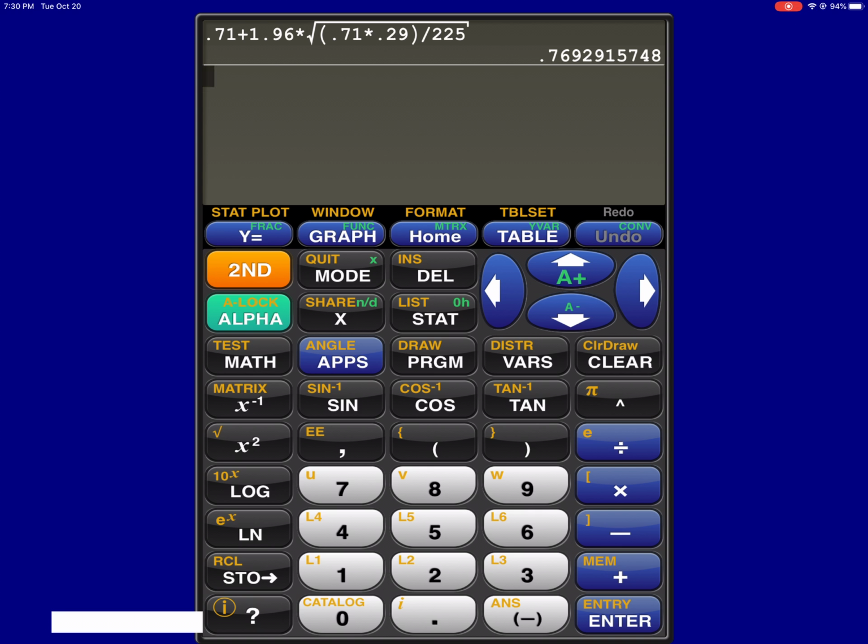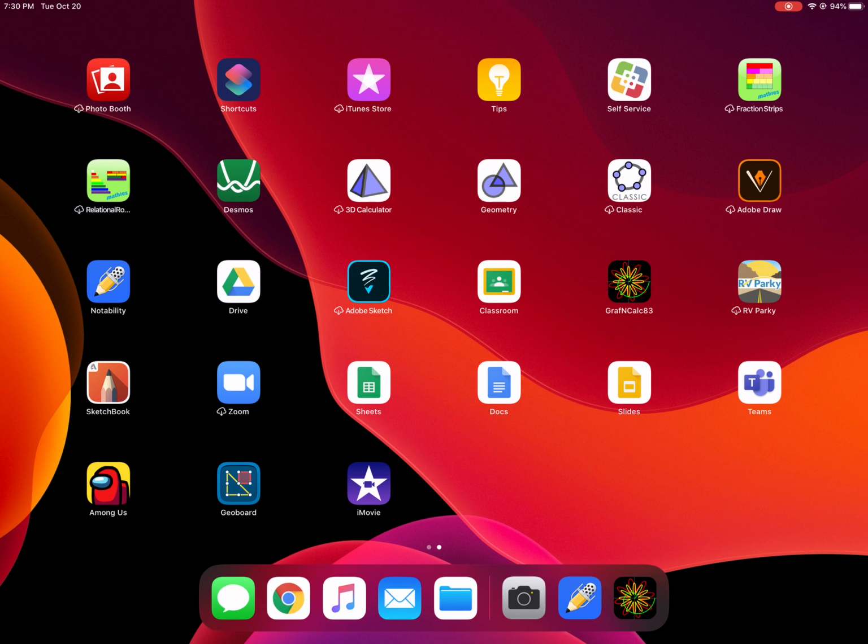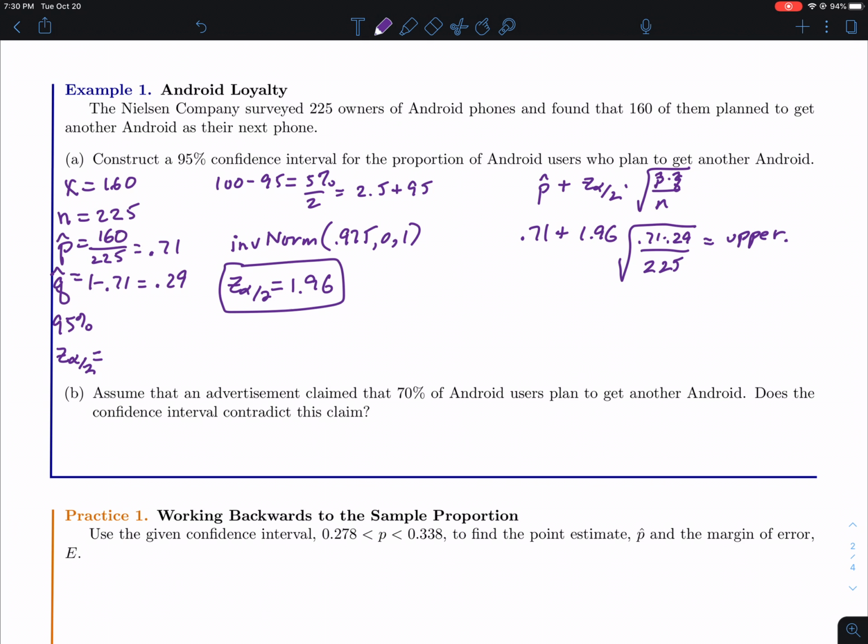So it looks like 0.76 or 77 would be my upper interval in this case. So 0.77. So my upper is going to be 0.77, or about a 77% chance of the upper. So now let's do our lower. And so our lower is just the same thing, but just the minus. So I'm going to get 0.71 minus 1.96, and 0.71 times 0.29 all over 225.